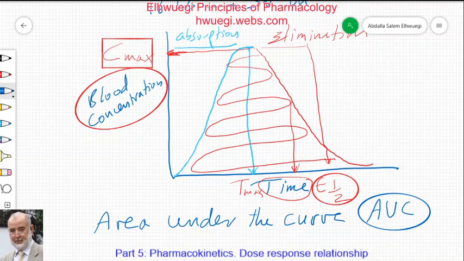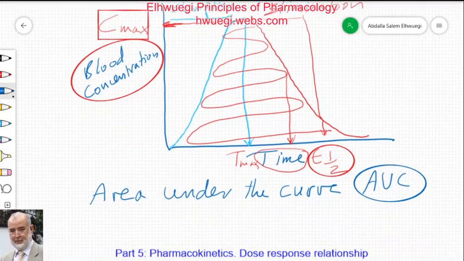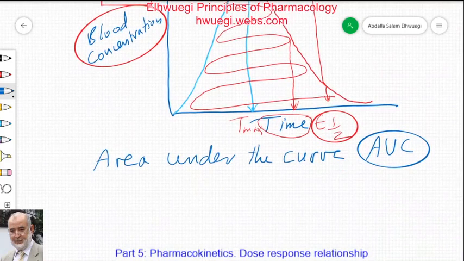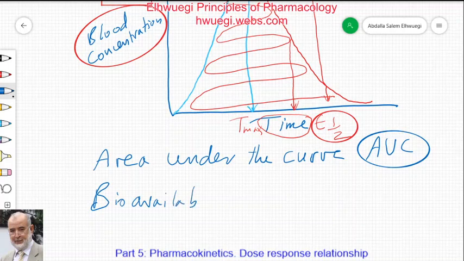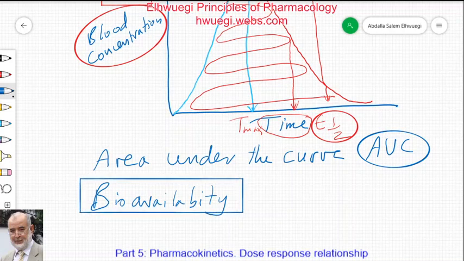What does the area under the curve reflect? What does it mean from the clinical point of view? It reflects what's known as bioavailability, which is a very important expression that we'll hear a lot about in pharmacology. Therefore, area under the curve reflects the bioavailability.